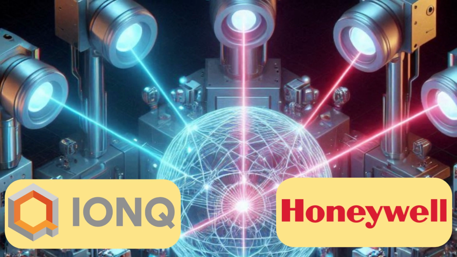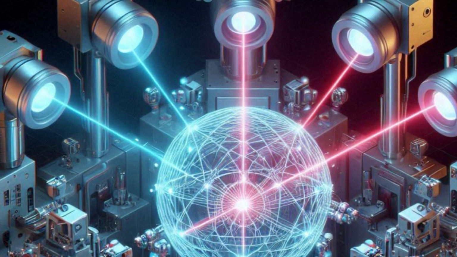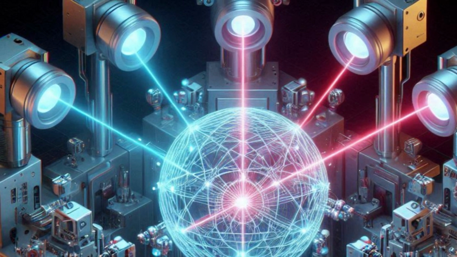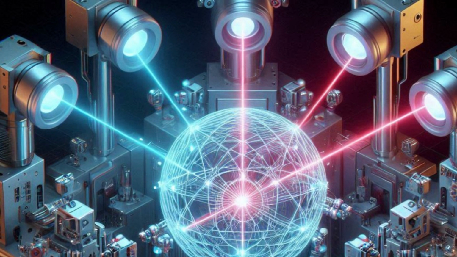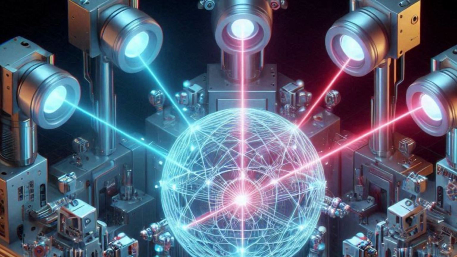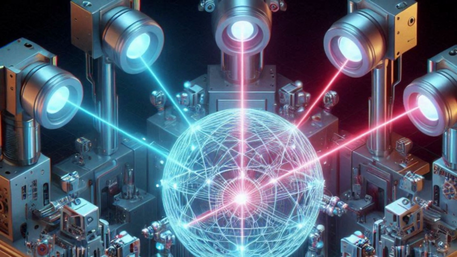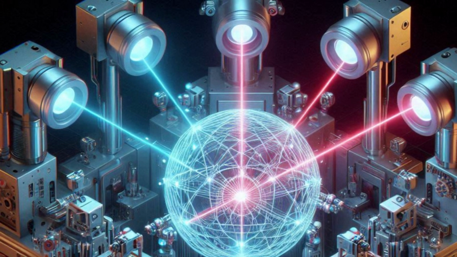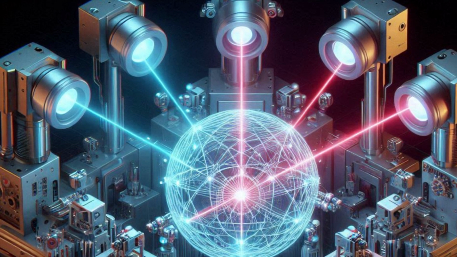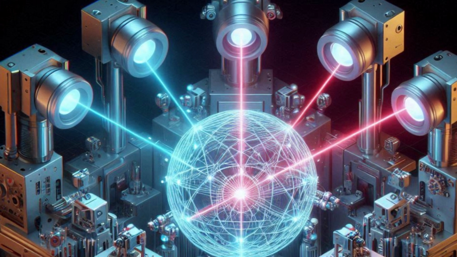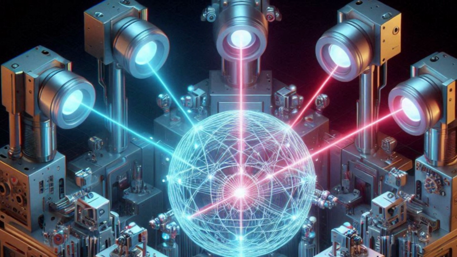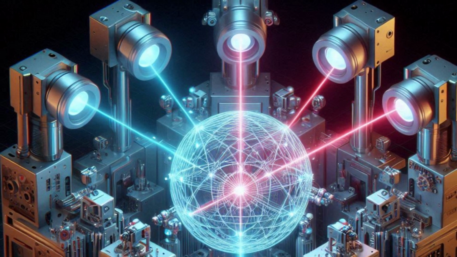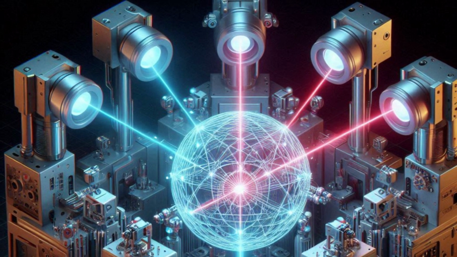The process of trapping ions involves creating a vacuum chamber and using electric and magnetic fields to hold the ions in place. Lasers are then used to cool the ions and to manipulate their quantum states, allowing for precise control and measurement. In more detail, the trapped ions are usually cooled to near absolute zero using laser cooling techniques. Each ion can represent a qubit, and quantum gates are implemented by applying laser pulses that induce interactions between the ions. The challenge with this technology is scaling up the number of ions while maintaining control and coherence.